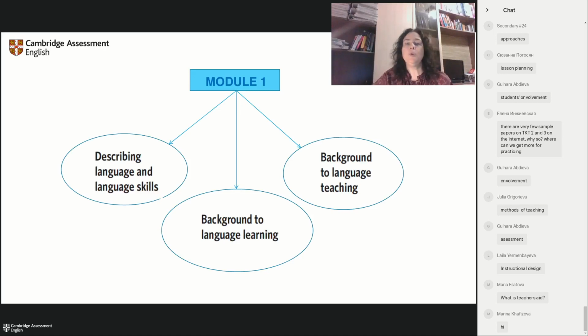Okay, so those are the key areas covered in Model 1. Let's focus on them one by one. And the first one, describing language and language skills. Now, what types of lessons can we differentiate? We can subdivide all lessons into two huge areas. What are they? Who can help me? Use the chat box, please.